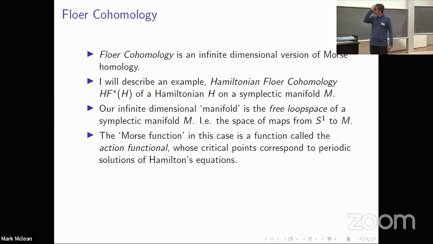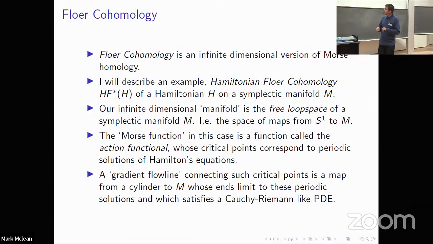And then I need to describe what the differential is. The critical points are one-periodic orbits, one-periodic solutions of Hamilton's equations with the Hamiltonian H. And what's a gradient flow line? It's a path of loops, which is a cylinder. So it's going to be some map from the cylinder to M satisfying some PDE. And it turns out this PDE, if you choose an appropriate metric in this infinite dimensional manifold, is some Cauchy-Riemann-like PDE, but possibly with a lower order term.